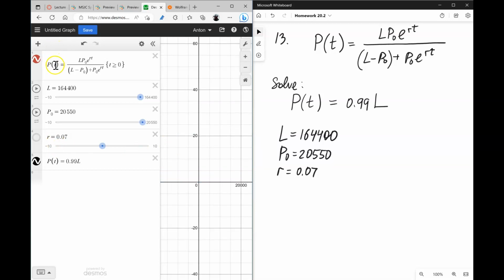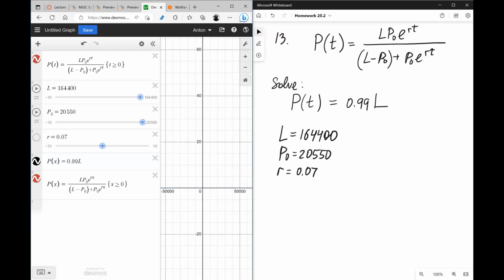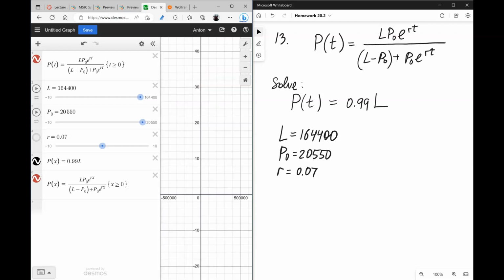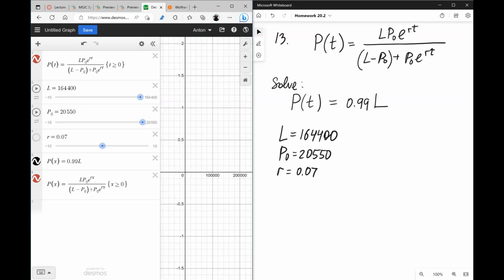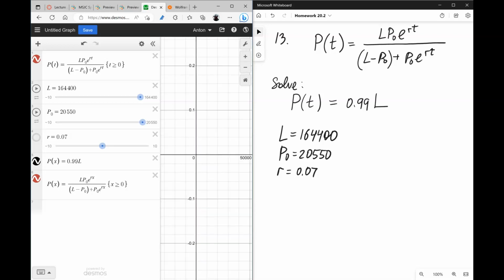I'm not sure if it's because it doesn't like t. So if I use x instead, then setting this up, it doesn't look like it does anything. So I guess, can we do this by hand?